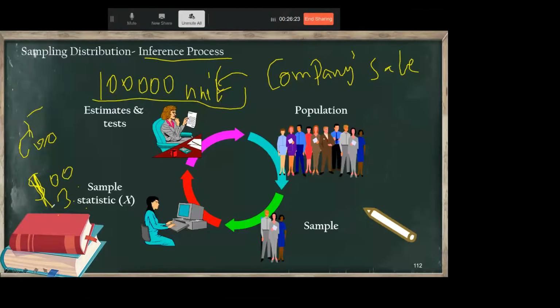So out of 100,000, how many students will come back? 300, right? Or 3,000. 3,000 will be the rate. So based on this sample, I can estimate for the population, right? That's what we are talking about with 10,000, 100,000 units of sale.